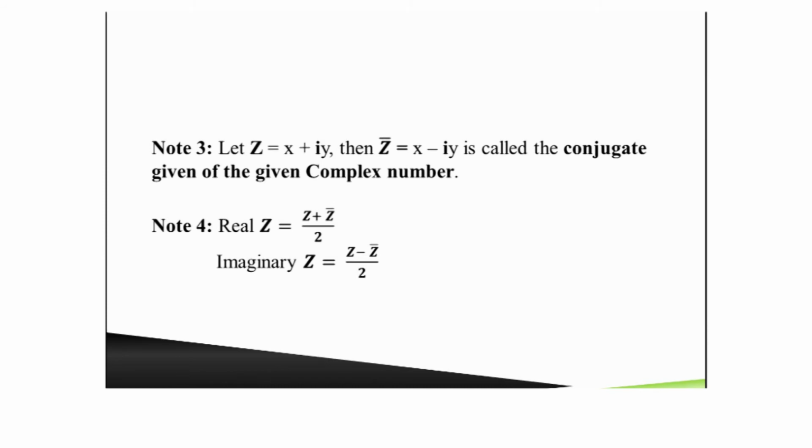bar divided by 2. That means, z is equal to a plus ib, plus z bar is a minus ib. While adding those two numbers, imaginary part ib cancels, it gives you 2a divided by 2, it is nothing but a, that means real part only. Similarly, while subtracting those two numbers and dividing by 2, it gives you imaginary part only, and these are the properties, you keep it in mind.